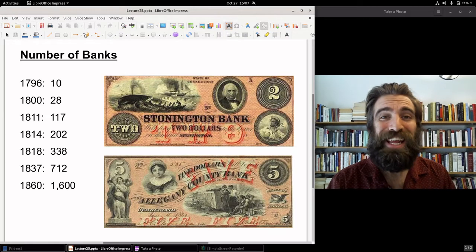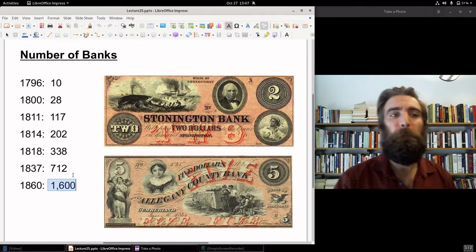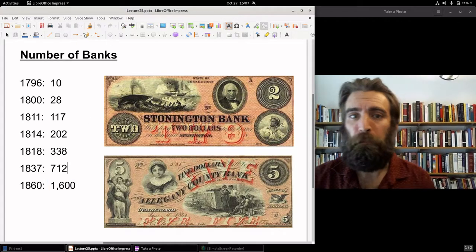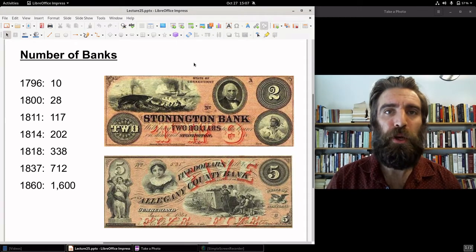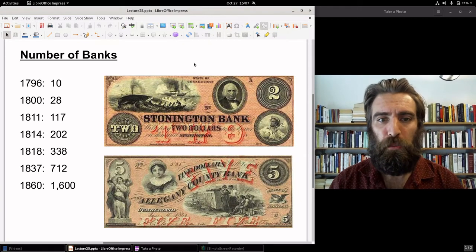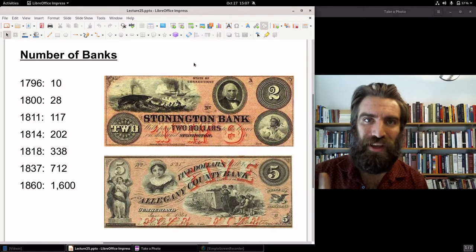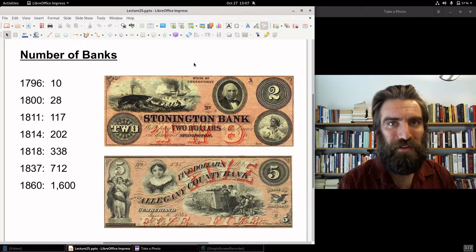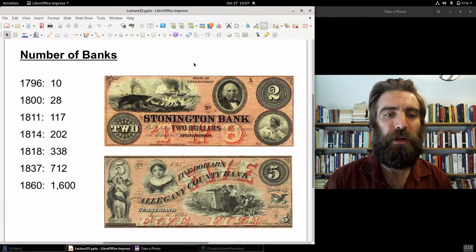Look at that, by 1860, 1,600 banks by the eve of the Civil War. 1,600 banks, the bulk of which are issuing banknotes, their own banknotes. That's wild. That's a lot of banks. As you can see, the hard money position was not victorious, right? The hard money system was not victorious.